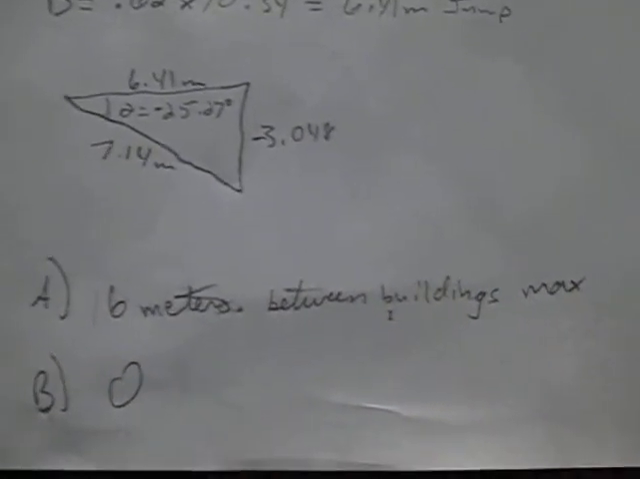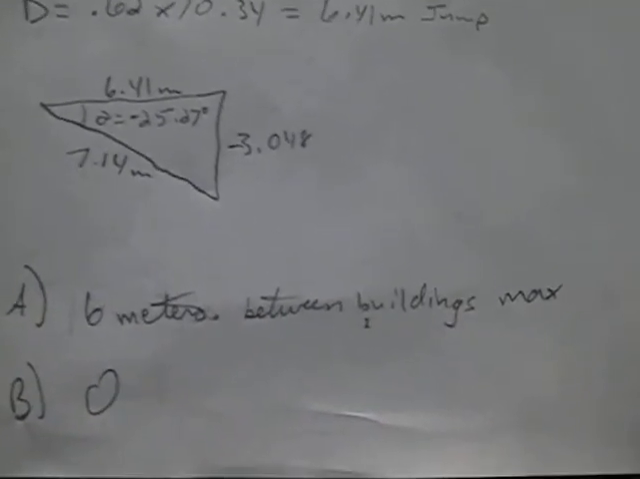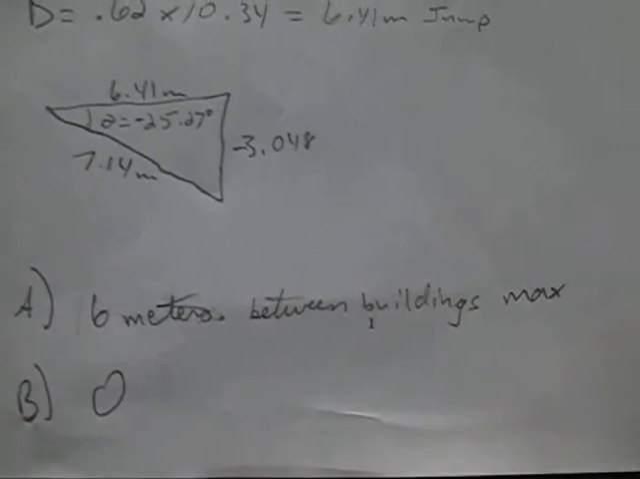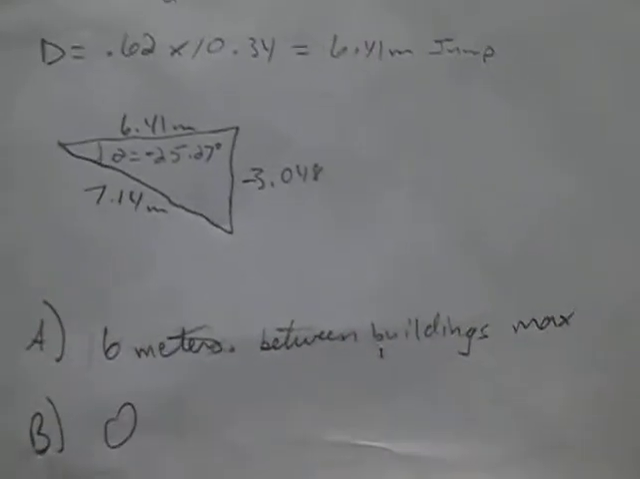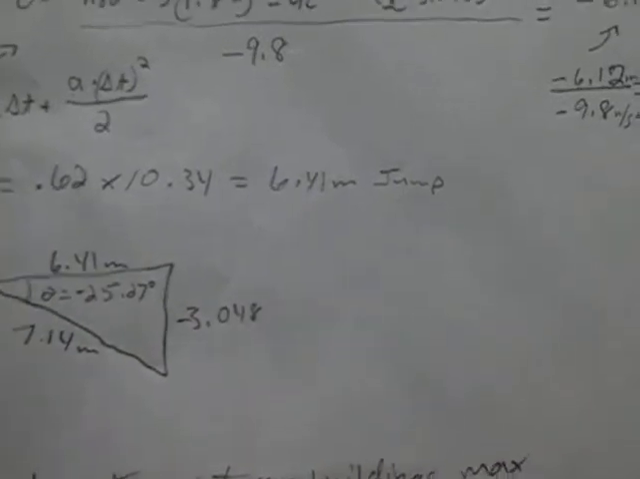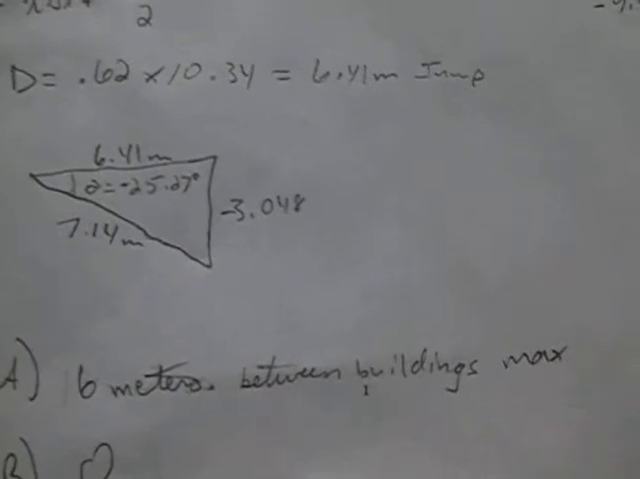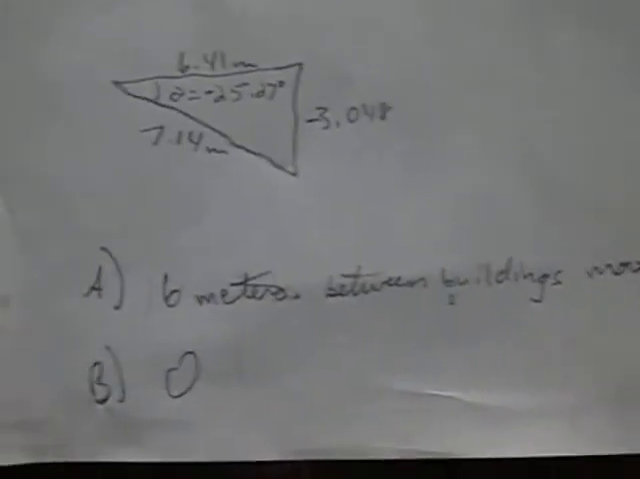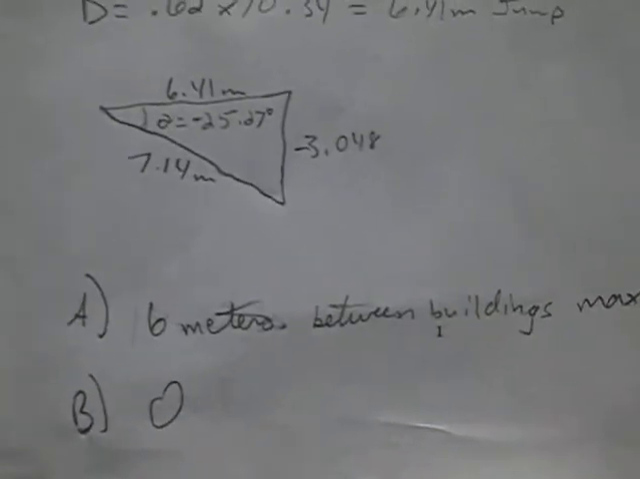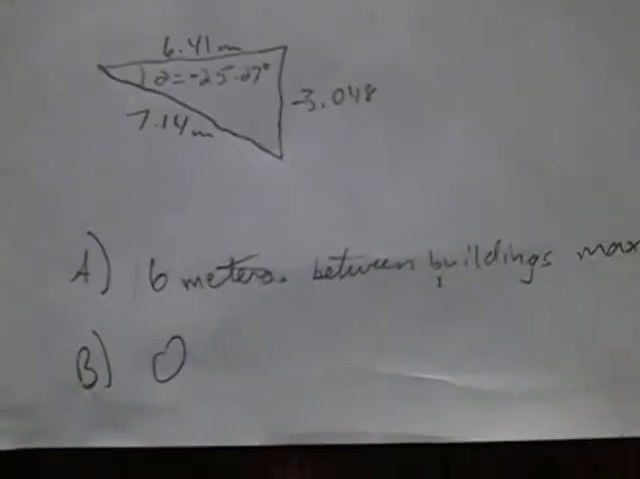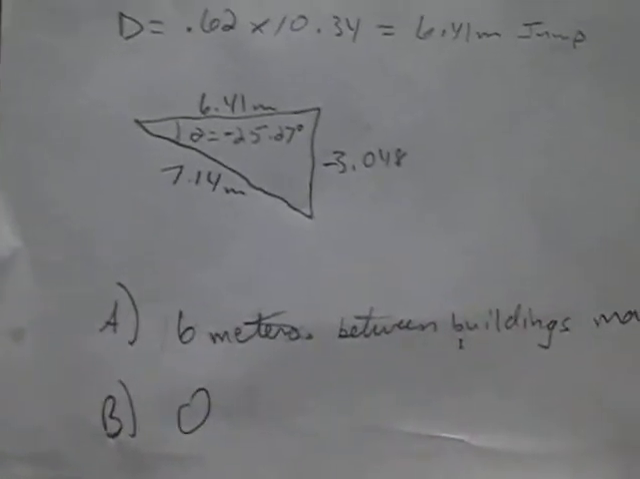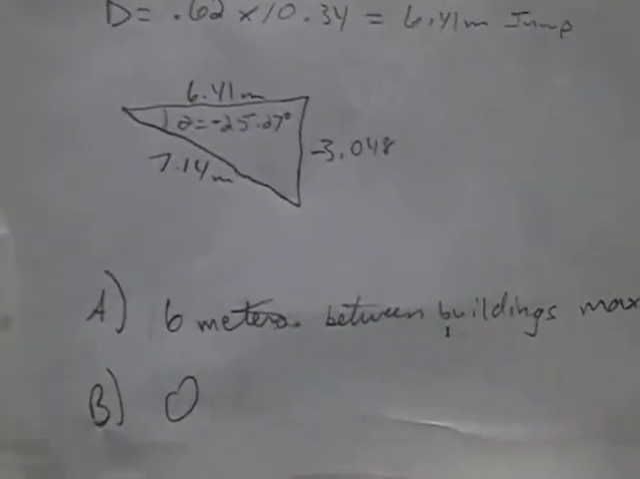So the first part of the question, as far as A goes, was the maximum distance between the buildings. For a safe jump, I came up with 6 meters between the buildings, because the overall was 6.41 meters, the total length of the jump. So I figured 6 meters would be a safe maximum distance between the buildings. And the final velocity, I didn't really think it was that hard of a question, or I might be overlooking something, but I came up with a 0 velocity because he's not going anywhere once he hits the other building.